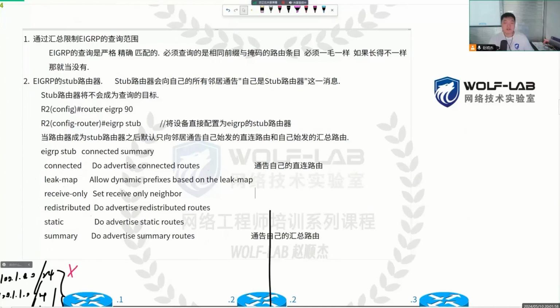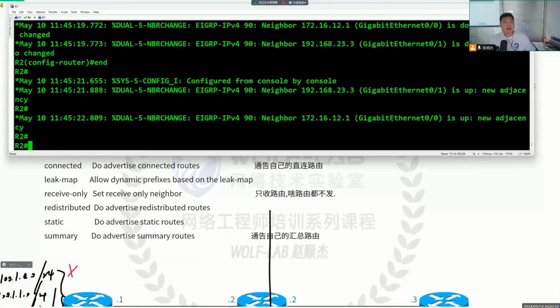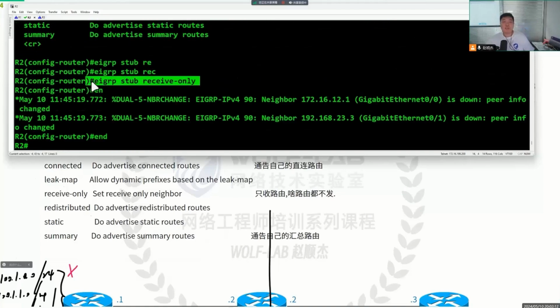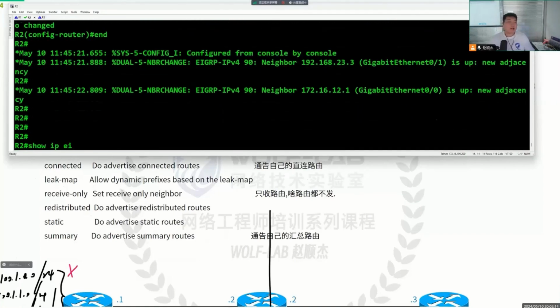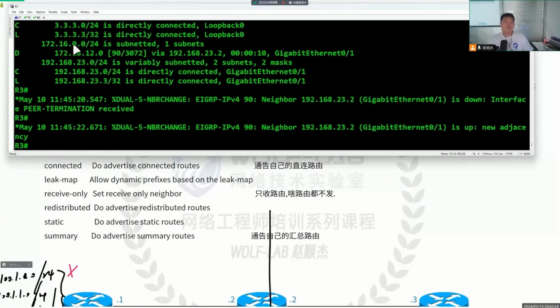are all passed on to the stub's characteristics. Then only announce your directly connected routes, announce your summarized routes. After becoming a stub router, then only receive routes. Don't send out any routes. For instance, if we now set R2 to receive only, I only receive routes now. I'm not sending now. Show IP EIGRP topology. Then I can learn the database entries, learn the routing entries.